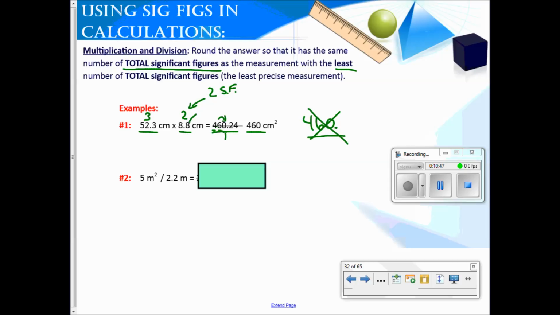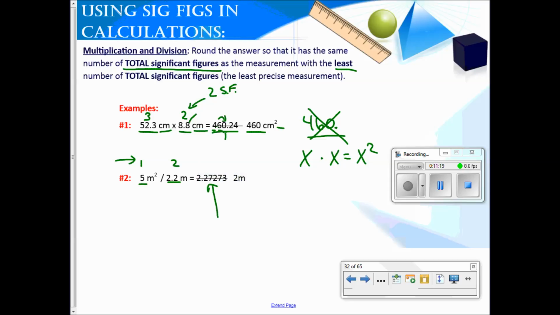For number 2, 5 divided by, let me just point out that a centimeter times a centimeter is centimeters squared, just as x times x in math is x squared. So make sure you're paying attention to the math that's going on with your units as well. So if you did 5 divided by 2.2, this is division, so we need to look at the total number. 5 has 1 sig fig, 2.2 has 2, so we need to go with the least number. So when you put that into your calculator, you're going to get this number. And once again, now that you know about sig figs, you have to round that to the correct number of sig figs. So we need 1.